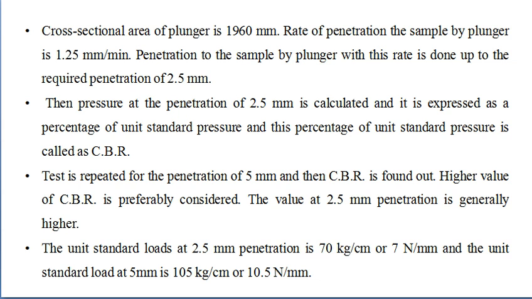Then the pressure at the penetration of 2.5 mm is calculated, and it is expressed as a percentage of the unit standard pressure. This percentage of the unit standard pressure is called the California bearing ratio. The test is repeated for a penetration of 5 mm, and then the CBR is found out. The higher value of the CBR is preferably considered, and the value at 2.5 mm penetration is generally higher.